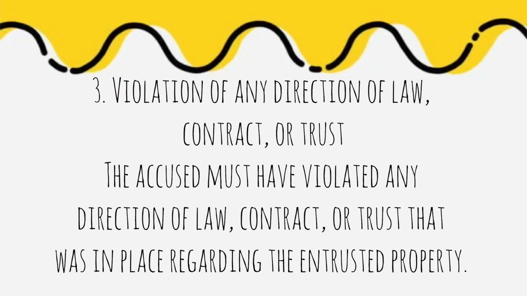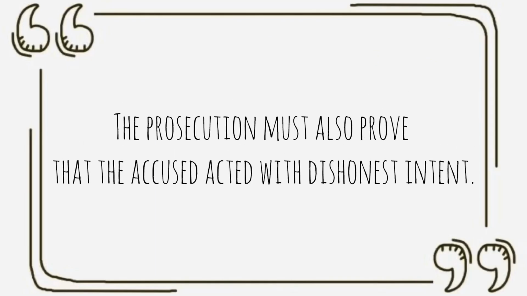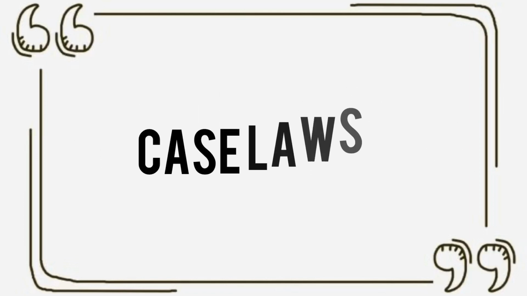Third, violation of any direction of law, contract, or trust. The accused must have violated any direction of law, contract, or trust that was in place regarding the entrusted property. This means that the accused must have used the property in a way that was contrary to the owner's instructions or to the terms of any agreement between them. In addition to these three essential elements, the prosecution must also prove that the accused acted with dishonest intent. This means that the accused must have known that their actions were wrong and they were intended to deprive the owner of their property.